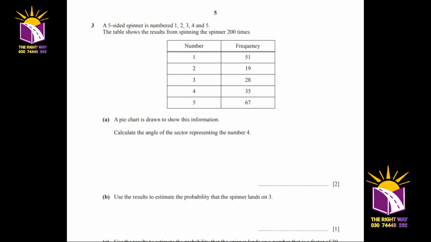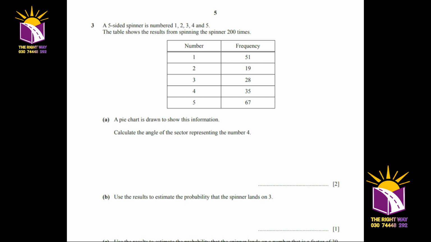Question number 3. A 5-sided spinner is numbered 1, 2, 3, 4 and 5. The table shows the results of spinning the spinner 200 times. So 1 comes 51 times, 2 comes 19 times and so on, 5 comes 67 times. A pie chart is drawn to show this information. Find the angle of the sector representing the number 4.